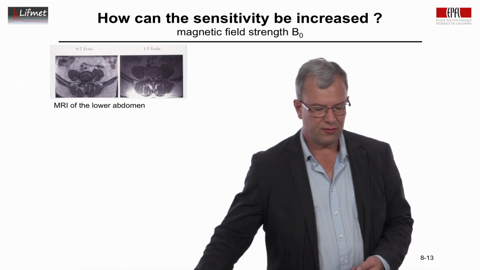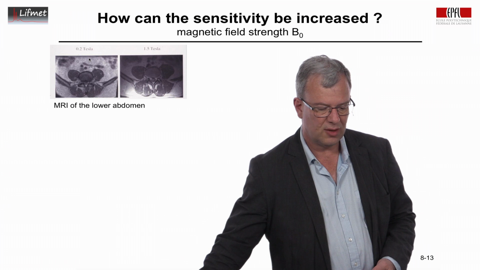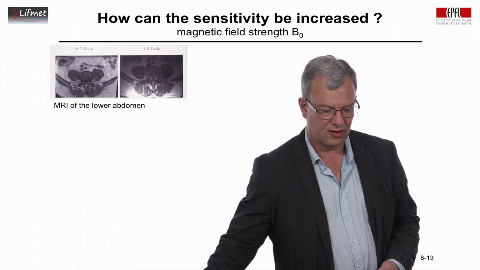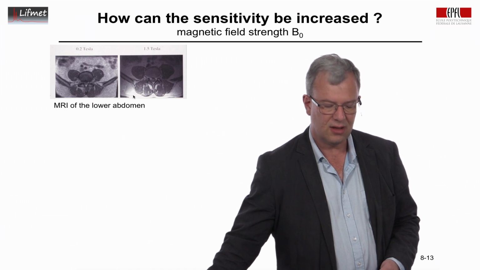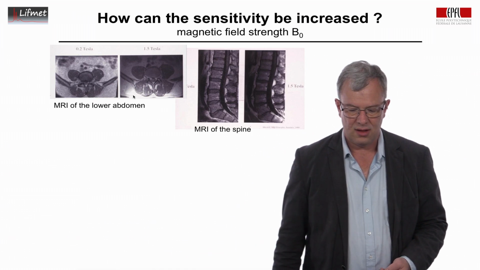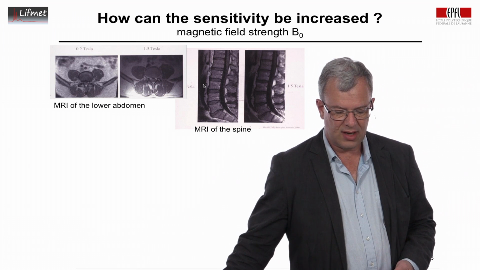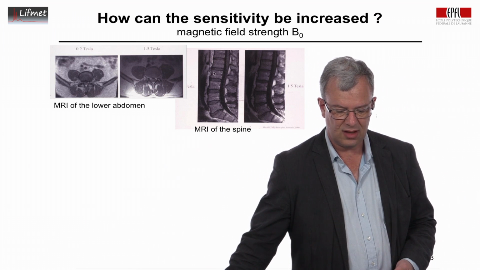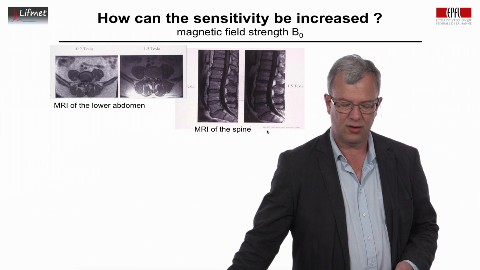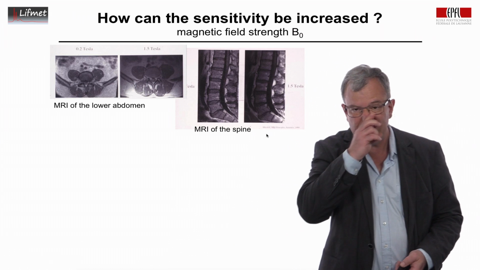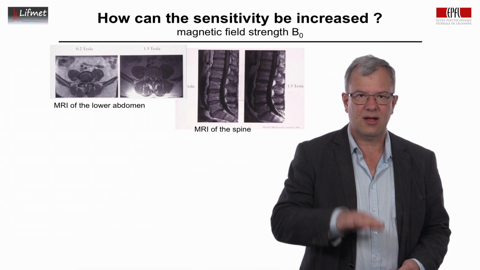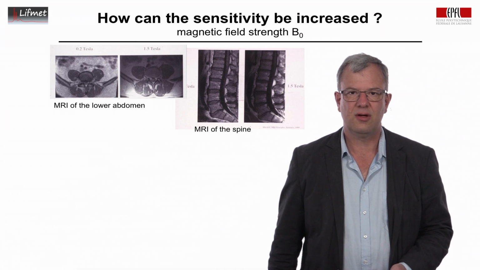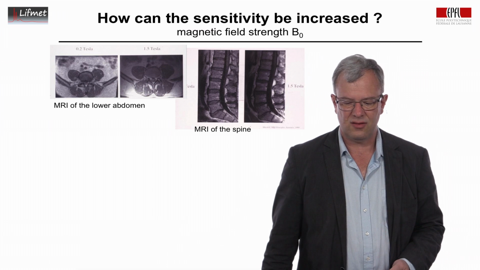And here's an example comparing a scan of the lower abdomen at 0.2 Tesla and 1.5 Tesla. If you look here, the image is grainy and it gets much sharper here at 1.5 Tesla. If we take the spine here, we have again 0.2 Tesla, a grainy image, but a very crisp image at 1.5 Tesla. So comparing the sensitivity at lower field and higher field, we notice a clear improvement in sensitivity.